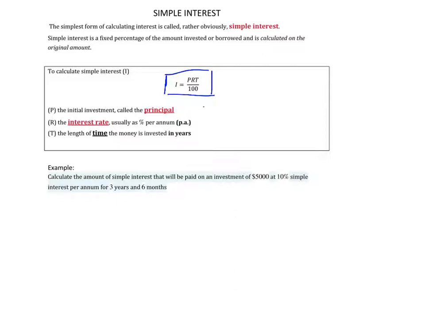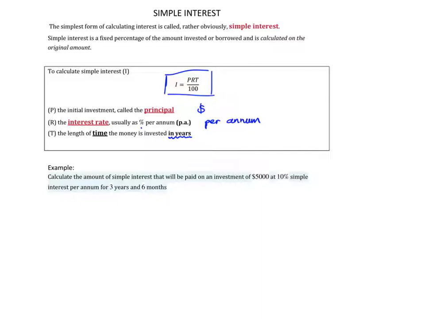Obviously, in dollars. The interest rate is a percentage. That's fairly obvious, but it is a percentage per year. PA means per annum, and annum means per year. So it's the interest rate per year, and obviously time is T, but it is measured in years. So that's something to keep in mind when we're doing our questions.